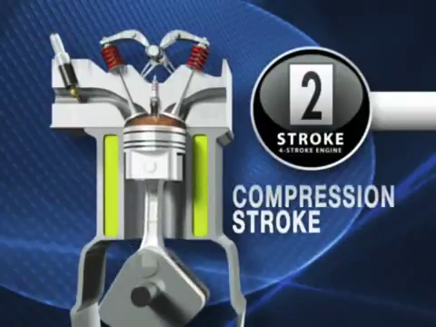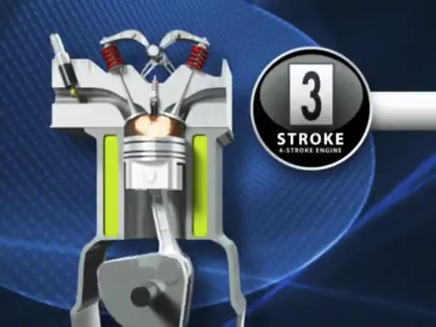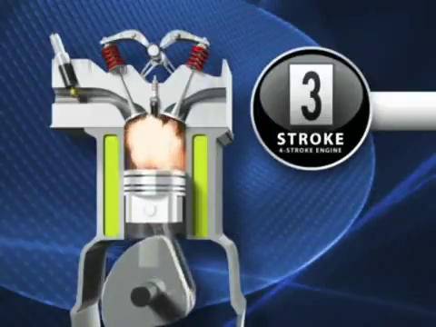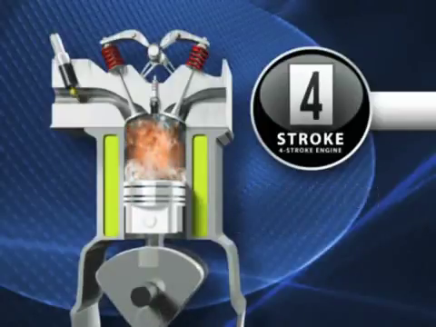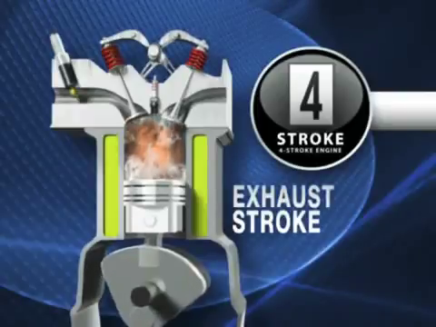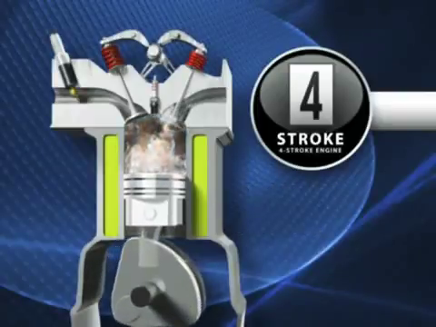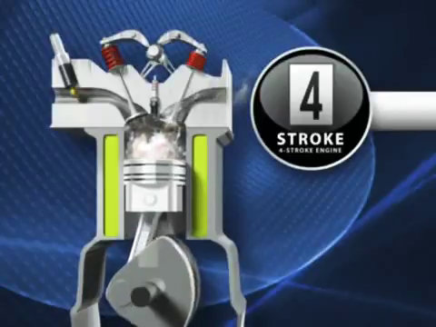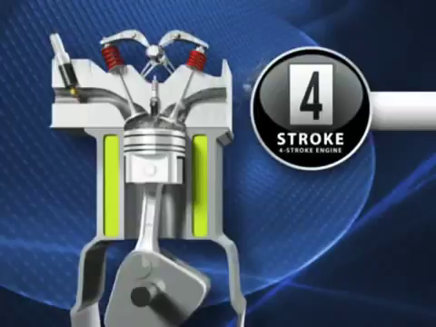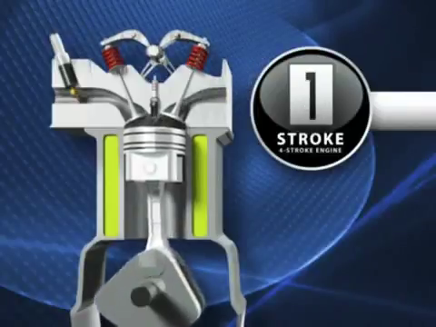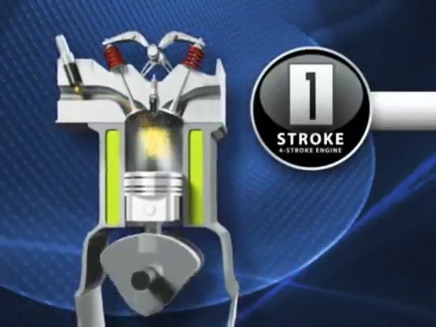At this point, the spark plug fires, sending the piston downward from the expansion of the air and gas mixture. This is the combustion stroke. The fourth stroke is the exhaust stroke. As the piston travels upward, the exhaust valve opens to release the burned air-fuel mixture. When the piston reaches the top of this stroke, the intake valve opens and the cycle begins all over again.